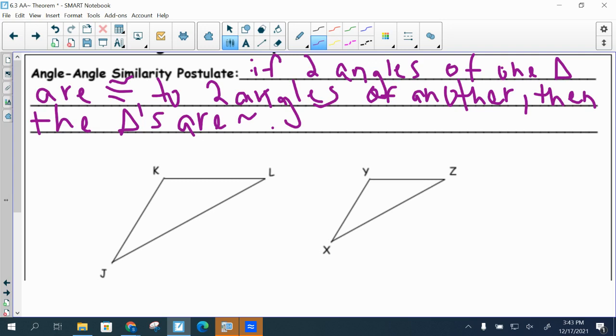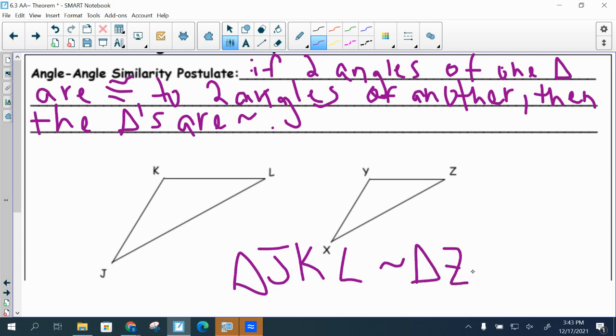So here, I guess this is just showing an example. Let's say triangle JKL is similar to triangle ZYX because we know that K and Y are congruent, and then J and Z are congruent. So if we know that the two angles are congruent, then we know that the triangles are similar.